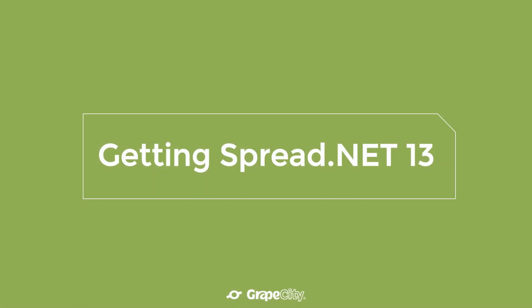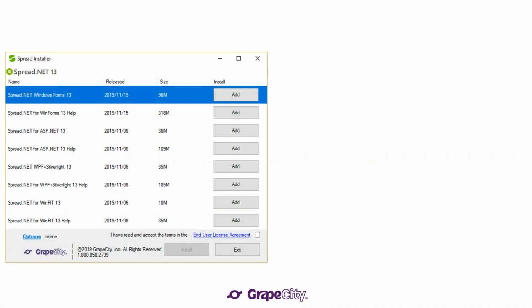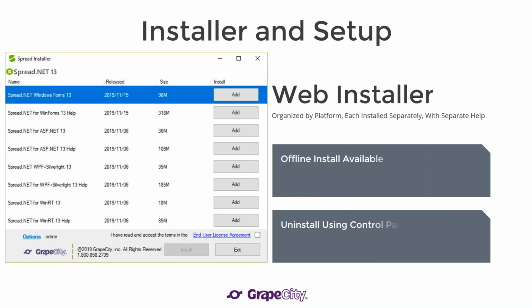To start off, we'll talk about getting started with SpreadNET 13. The SpreadNET installer executable is available for download from the product website and is a web installer which shows the latest version available in online mode organized by platform with the product and product documentation for Visual Studio installed separately. Offline install packages are available for older releases or for cases where a company firewall prevents running the online installer.